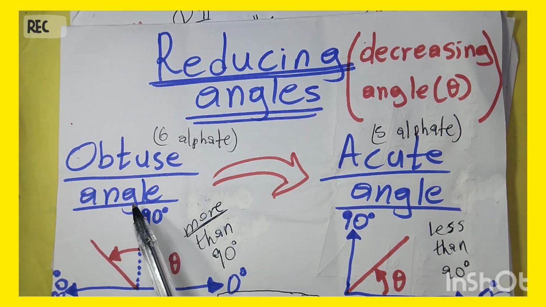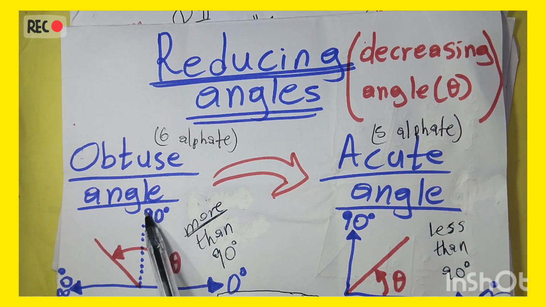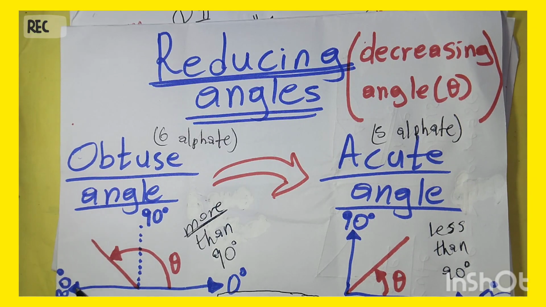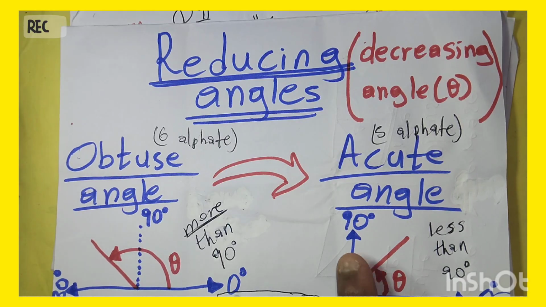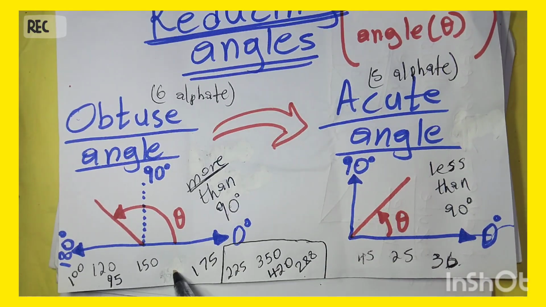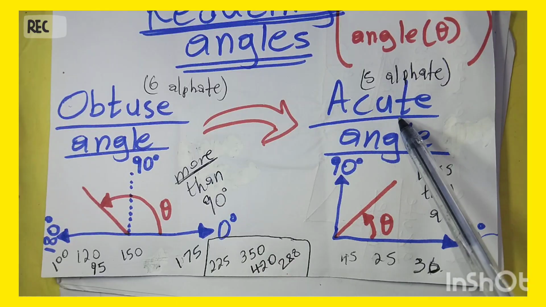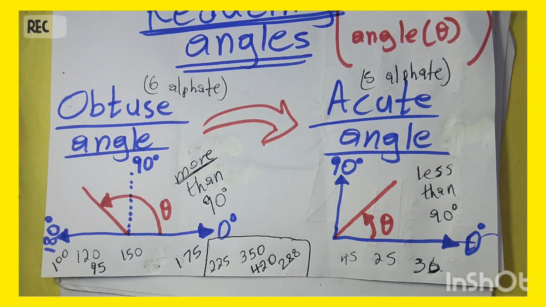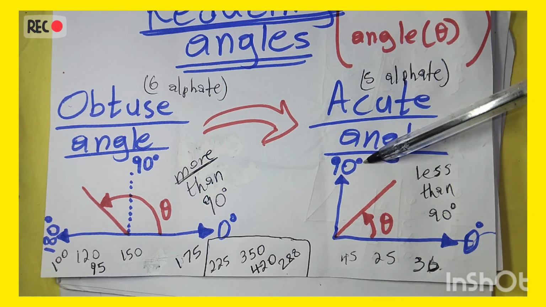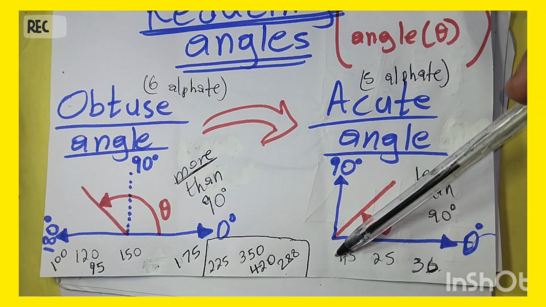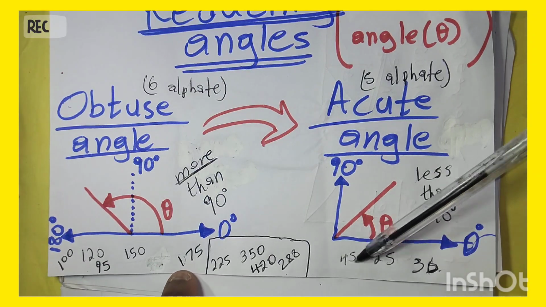Do you see? When I'm talking about an obtuse angle, guys, I'm talking about the angle which is between 90 and 180 degrees. Between 90 and 180 degrees. In these examples, we will be reducing this angle, meaning we will decrease this angle into an acute angle. An acute angle, guys, is the angle which is less than 90 degrees. This one is less than 90 degrees, meaning we'll reduce this thing to become like this one there.